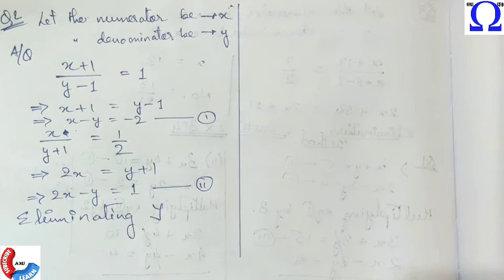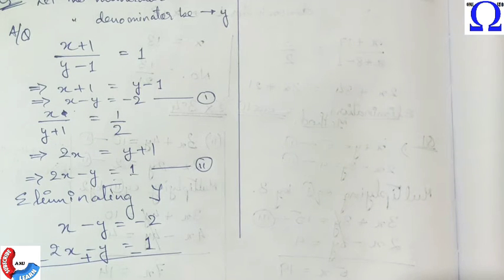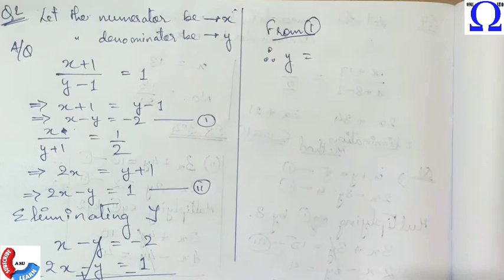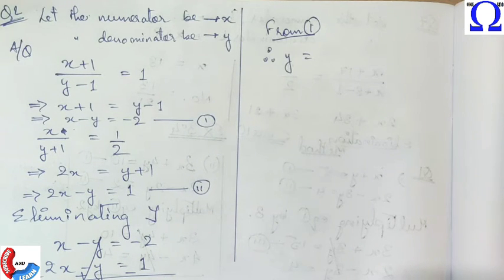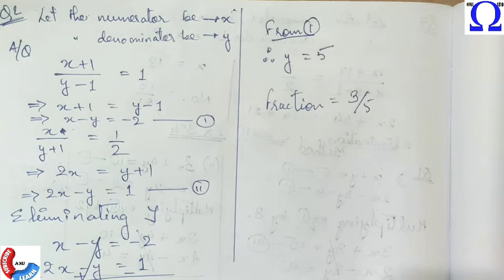I will be eliminating y by subtracting these two equations like this. So we get the value of x, that is 3. Therefore from equation 1 the y will be equal to 5. Okay, so x and y we have got, so the fraction is 3 by 5.